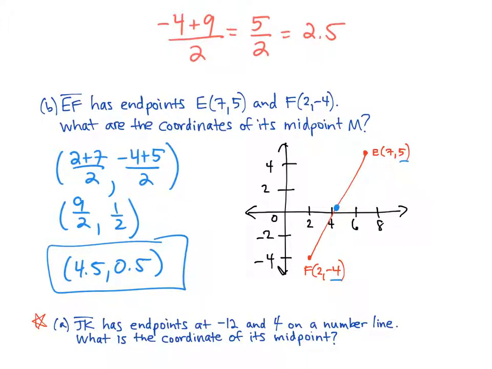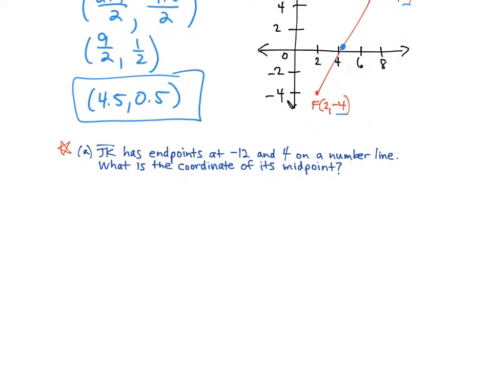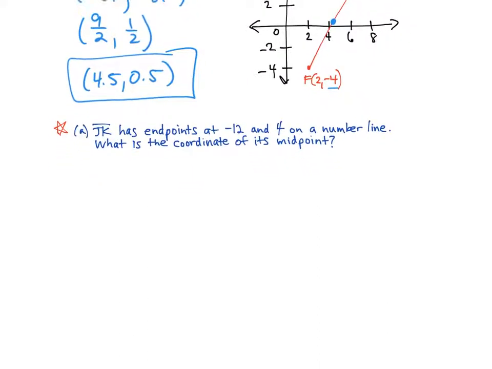Okay, so try this on your own using the formulas. JK has endpoints at -12 and 4 on a number line. What's the coordinate of its midpoint? So push pause, try this on your own, and then come back to check your answer. Okay, and here we go. We have -4. Hopefully you got -4.